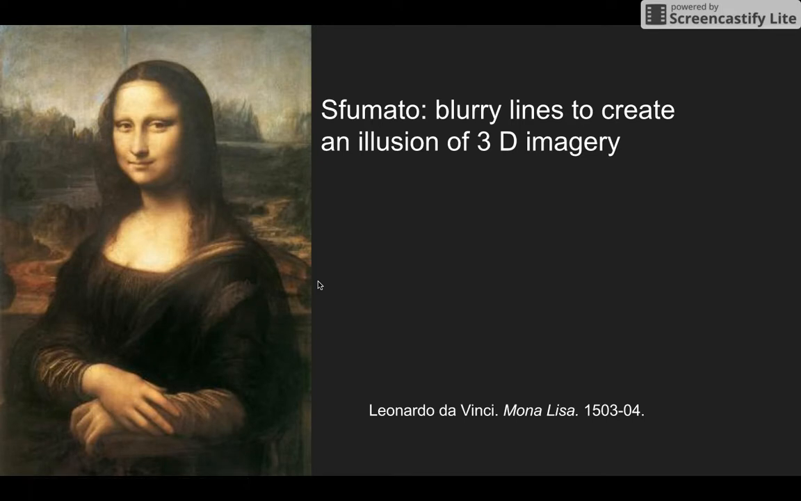Sfumato is an art technique where you blur lines to create an idea of it popping out at you or becoming 3D. So this is the Mona Lisa by Leonardo da Vinci, and the background of her painting is very blurry. There's not a lot of sharp details. So it looks like she's standing closer to the viewer and that this nature scene is further away from her. So it creates that 3D look.